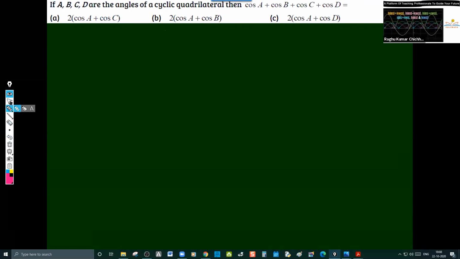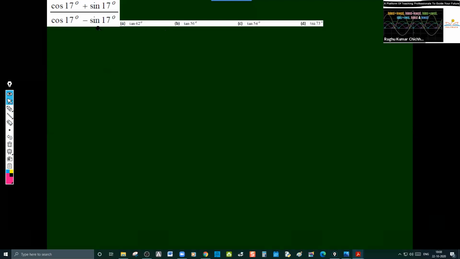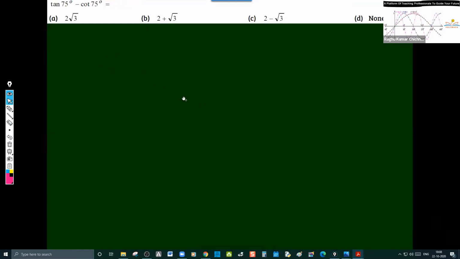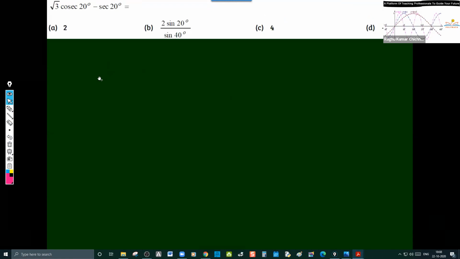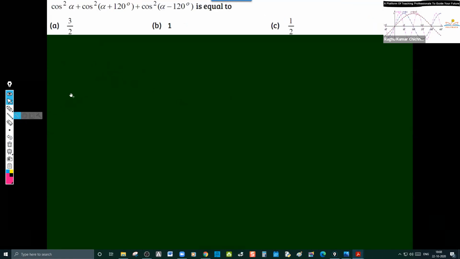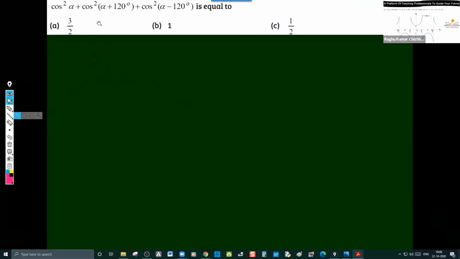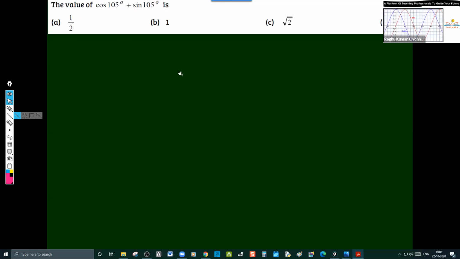Okay. Now, the next one is this one. Important. At a glance, you can say the answer. This is also cot of A plus B, cot of A minus B based formula. Tan 75, cot 75 also you can do. This is also a previous question, root 3 cosecant 20 minus secant 20. And this is also a standard problem, and the short form of doing this is put alpha 0. That's it, you'll get the answer.